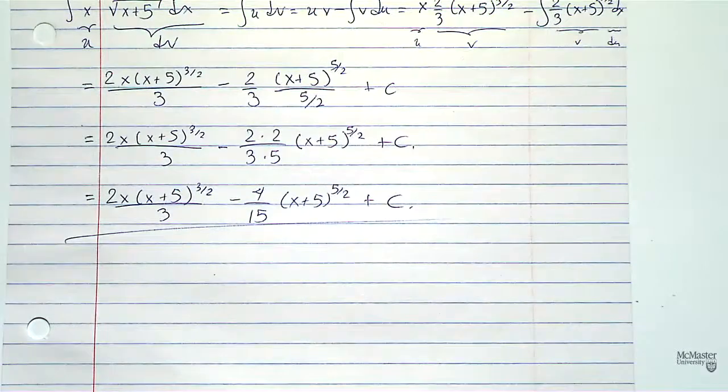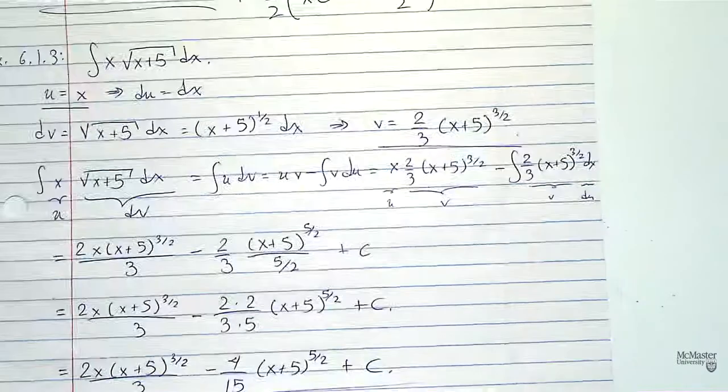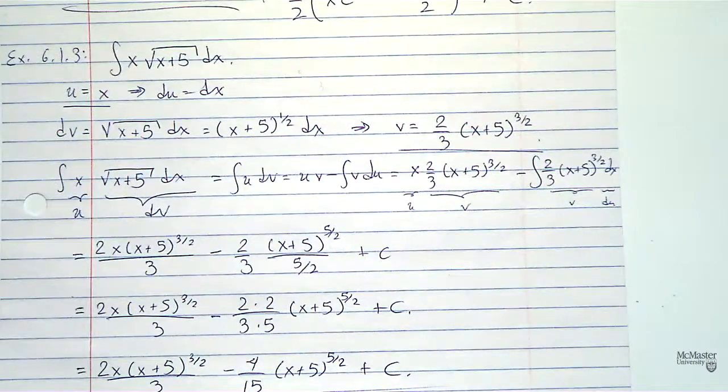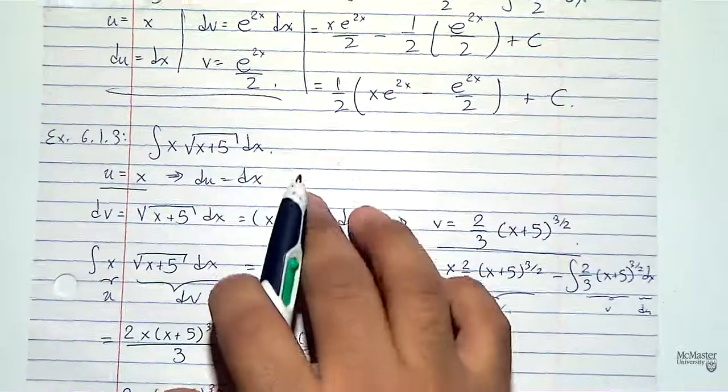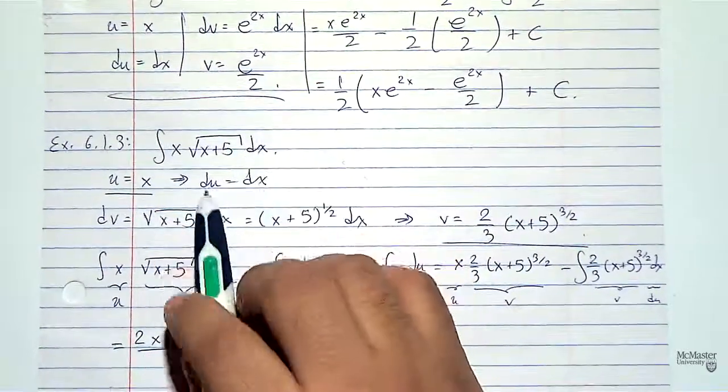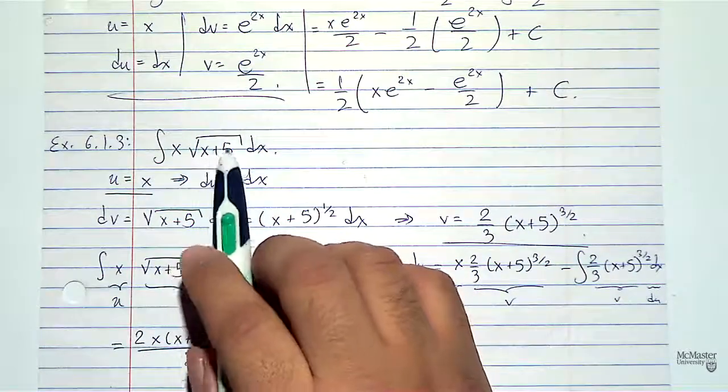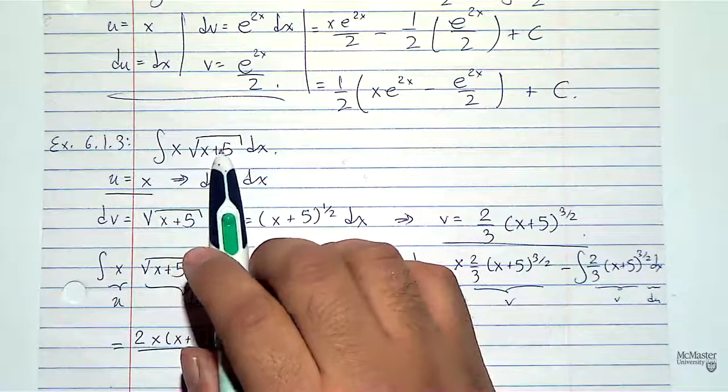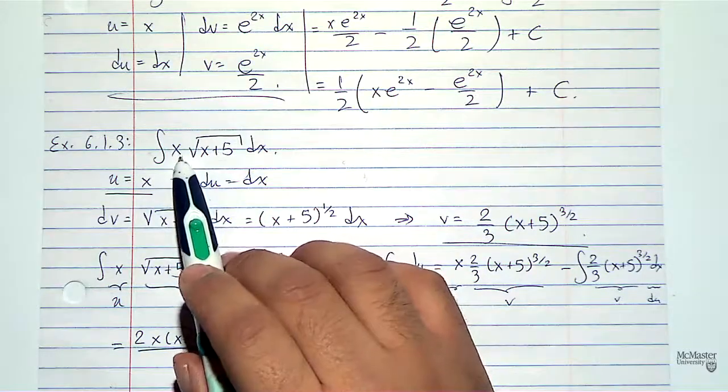The last comment in this exercise is that integration by parts is not the only way to perform this one. Because if you go back to the original shape of the integral, well, you have something difficult, which is the square root of x plus 5, and then something nice, okay?